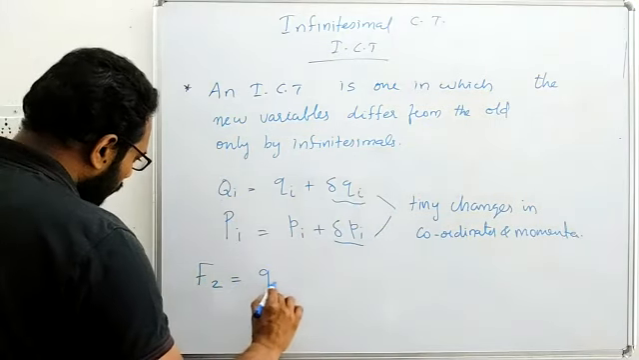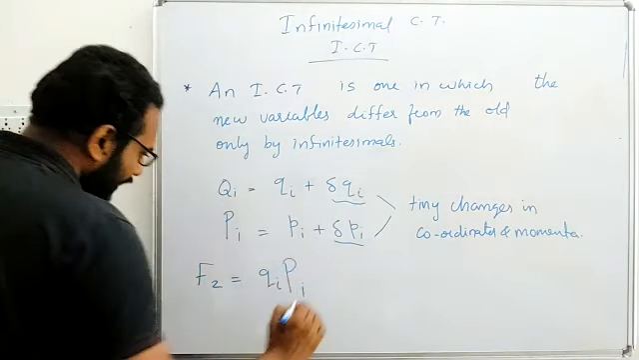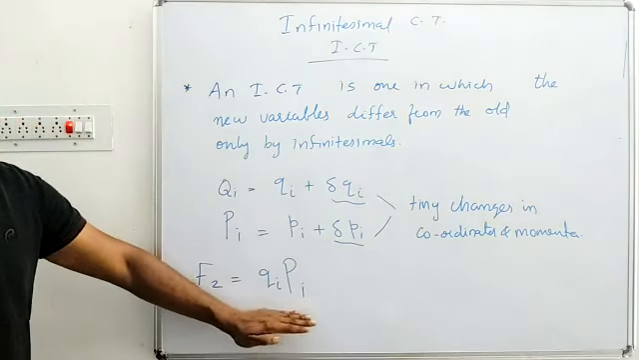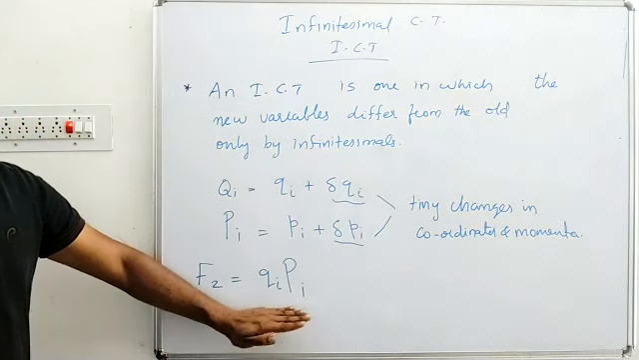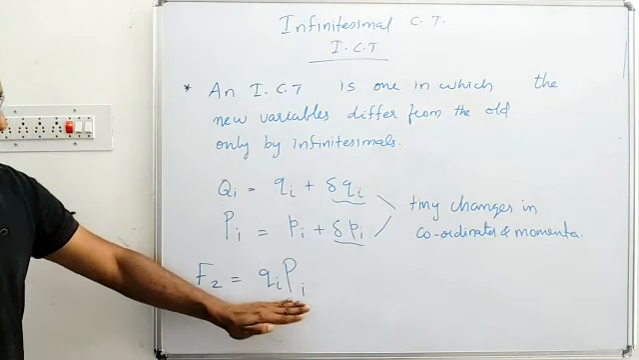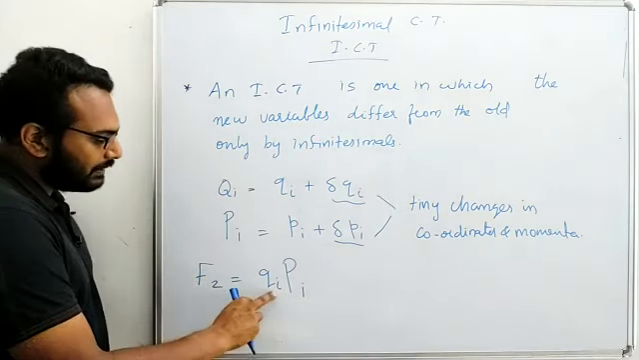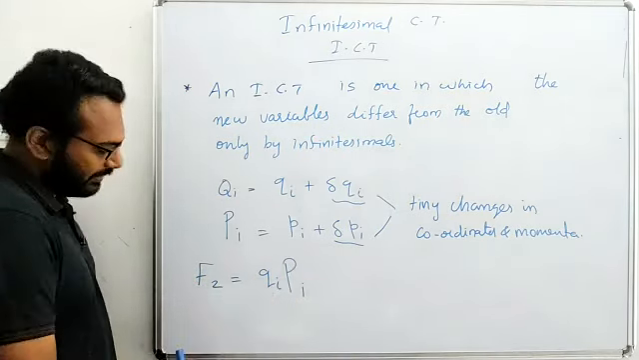F2 is equal to Qi Pi. Do you remember this generating function? We have given it in an example. Do you remember what transformations are generated by this? You can easily check, right? You see that the transformation generated by this is the identity transformation.